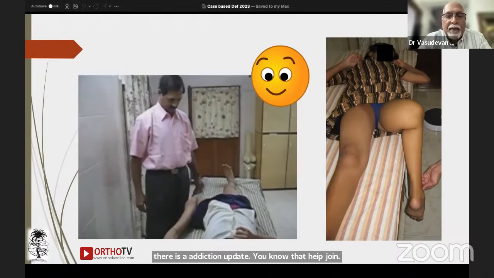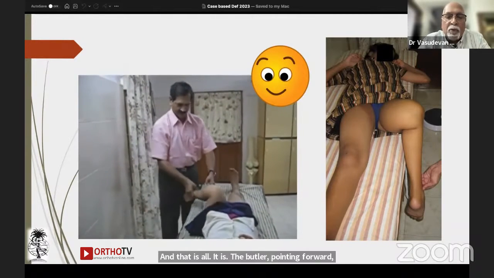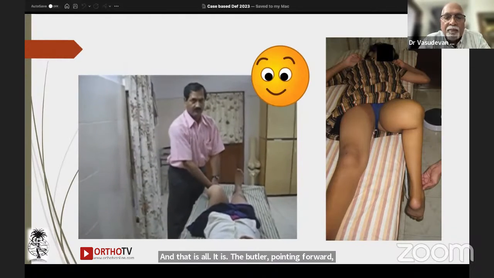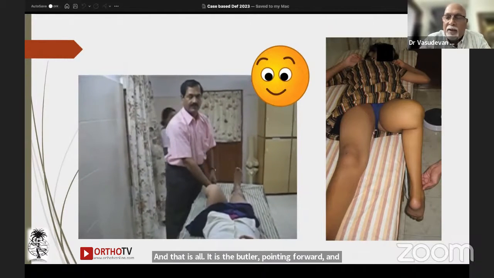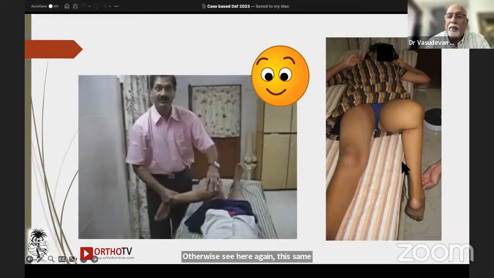And that is how it is, the patella pointing forward. And this was how she was compensating. So it was looking complicated only because of the compensation by the patient. Otherwise, see, here again, in this image, you can see how her knee axis movement is.